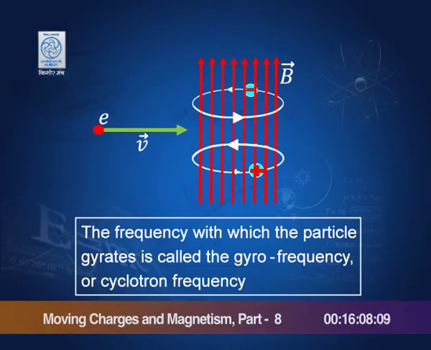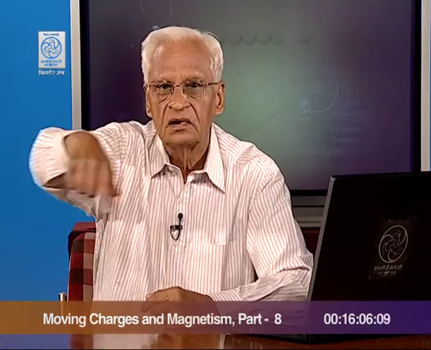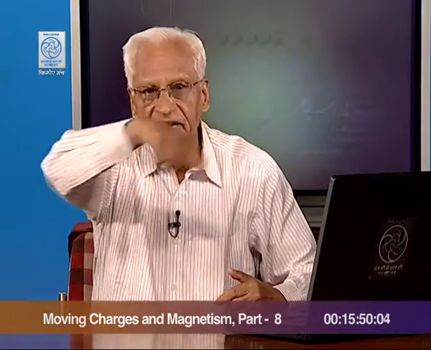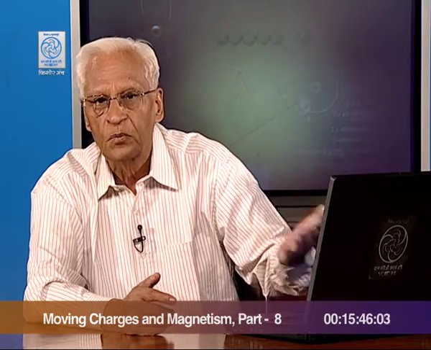This motion carried out by the charged particle in a magnetic field is called gyration. We say that the charged particle gyrates around the magnetic field lines. It is easy to see that a negative charge will gyrate in the opposite direction, and the frequency with which this gyrates is called the gyro frequency, or more popularly cyclotron frequency.